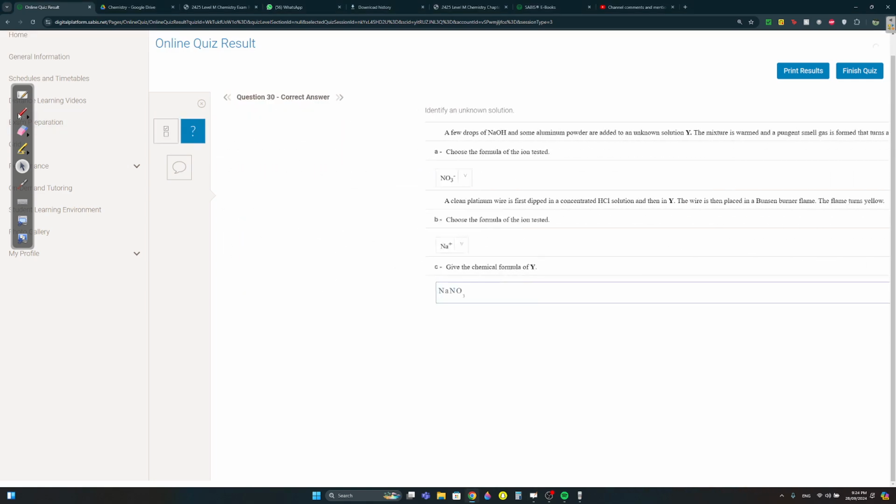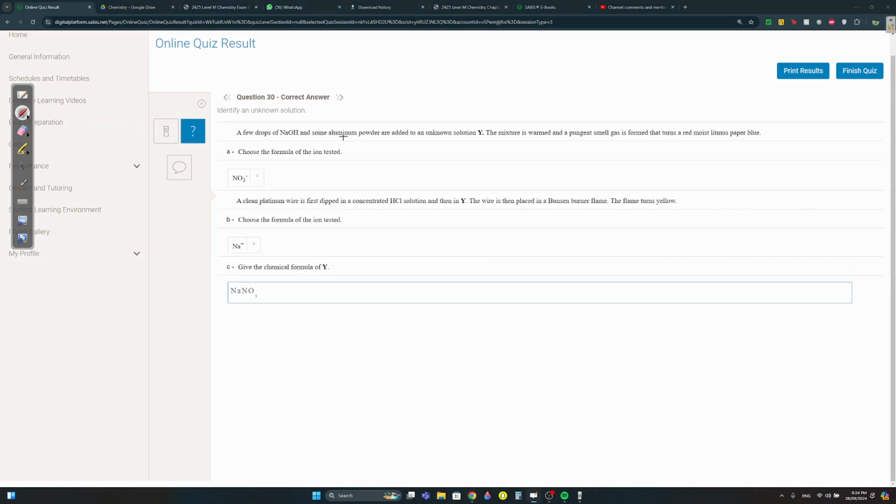Question 30. A few drops of NaOH, and now they said aluminium. Anytime you see aluminium, and then they said a pungent smell, meaning ammonia, they're giving it away: NO3 minus. A clean platinum wire is first dipped in HCl solution and then in Y. The wire is then placed on a flame, and the flame turns yellow. Definitely sodium, right? Give the chemical formula of Y. You have NO3, you have Na, so just NaNO3. Very, very easy. Always the positive one before the negative one.